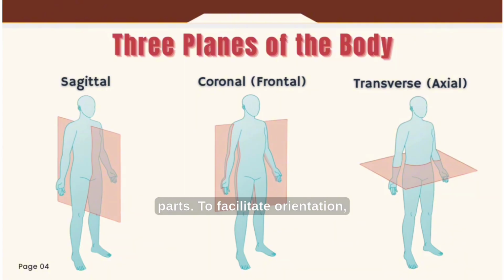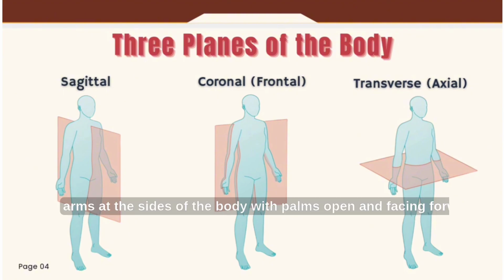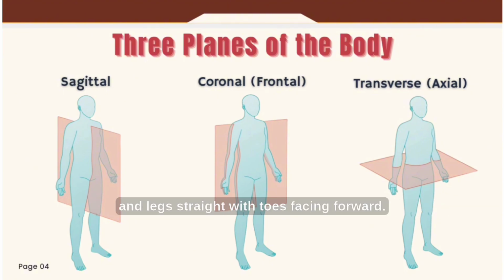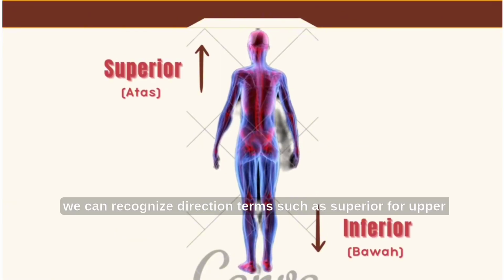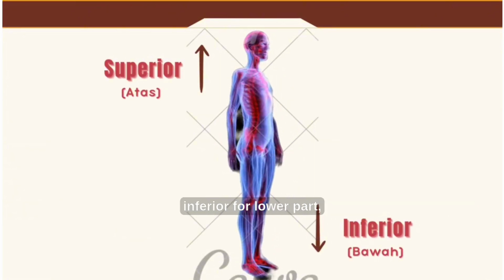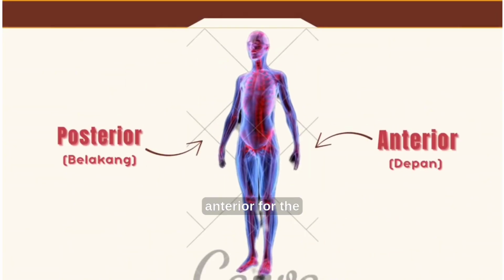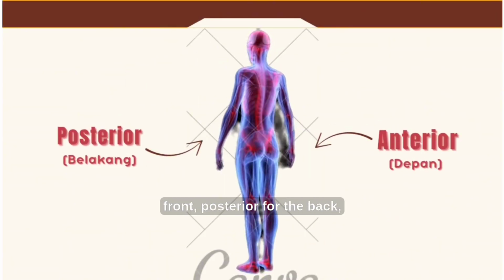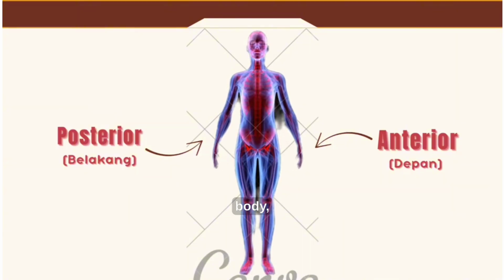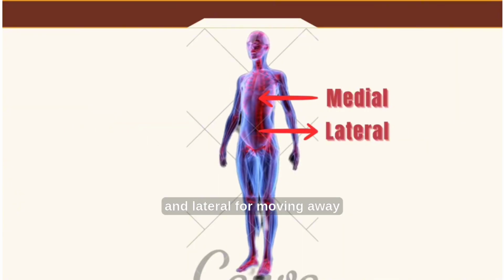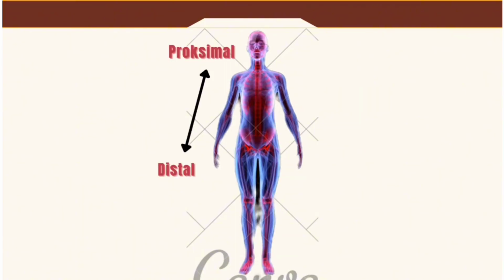To facilitate orientation, the basic anatomical position is used. The body stands upright with the head facing forward, arms at the side of the body with palms open and facing forward, and legs straight with toes facing forward. From this position, we can recognize direction terms such as superior for upper parts, inferior for the lower part, anterior for the front, posterior for the back, medial for approaching the midline of the body, and lateral for moving away from it.